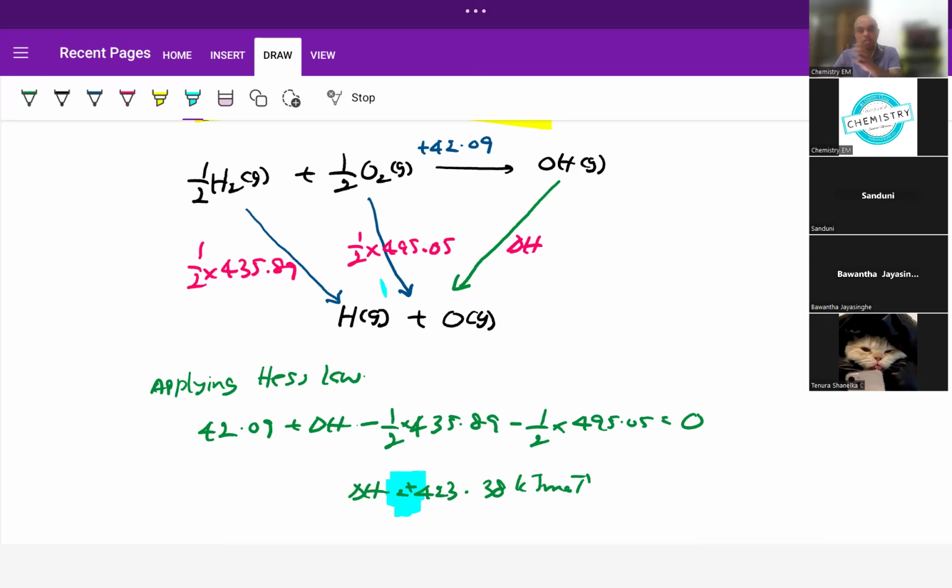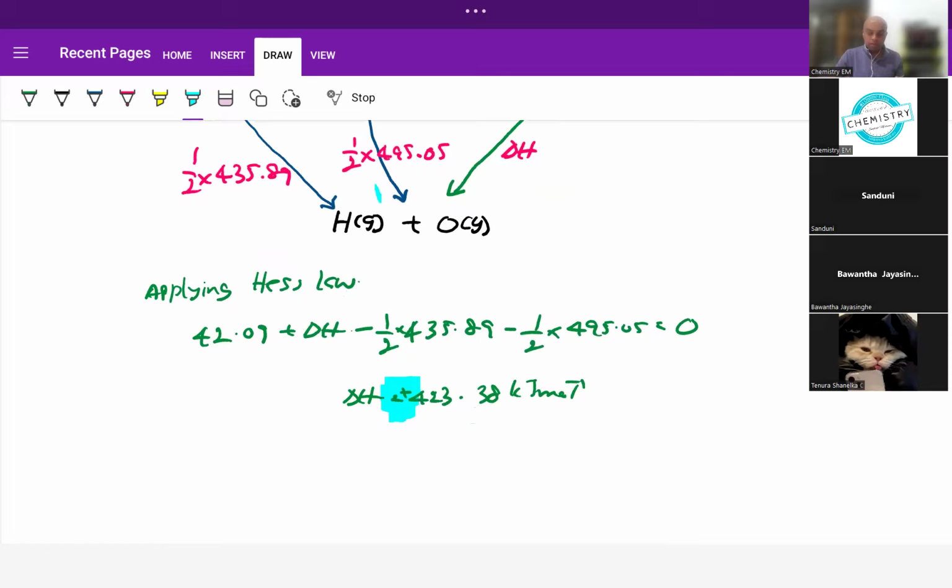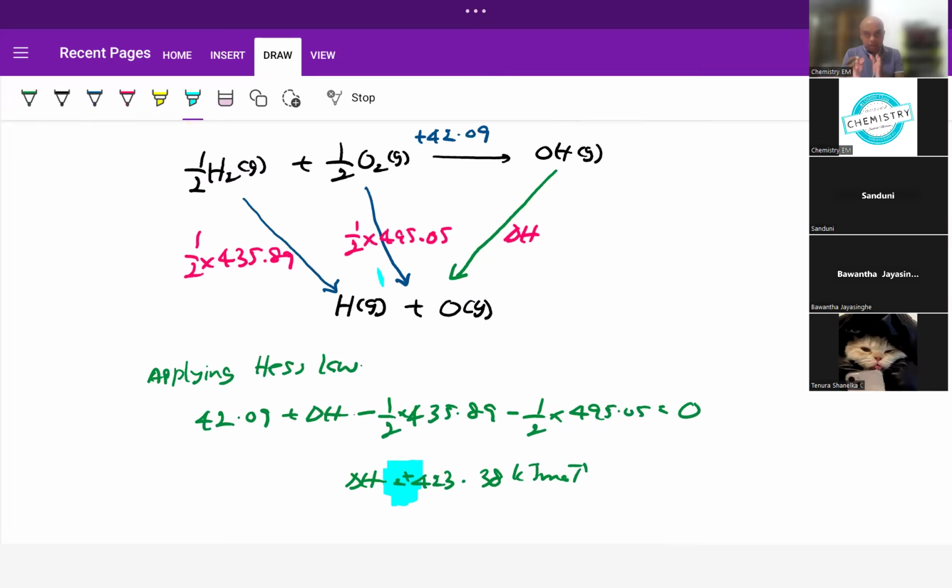What is the meaning of high energy? The higher the energy, the lower the stability. This is very important in organic chemistry, right? So when you have a reaction where delta H is positive, it indicates that the products have higher energy. It has absorbed energy. Absorbing energy means the products have higher energy. Products having higher energy means they are unstable.